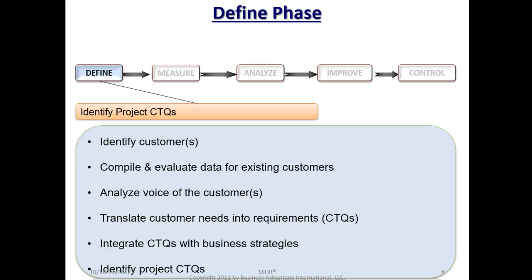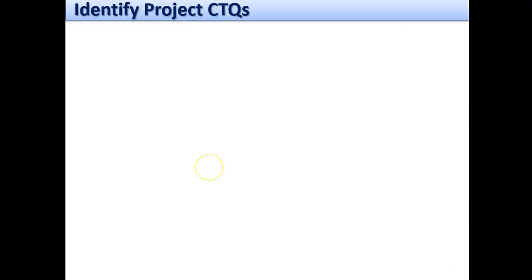Voice of the customer, translate the customer needs into CTQs, and therefore sometimes we don't know the CTQs. Part of the project will be to determine and define the CTQs that the customer is looking for. Then we integrate these CTQs with business strategies. We have to have a business case. We cannot do a Six Sigma project without a business case. And finally, identify the CTQs that we are going to use.